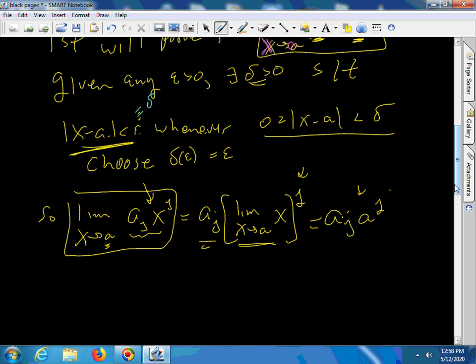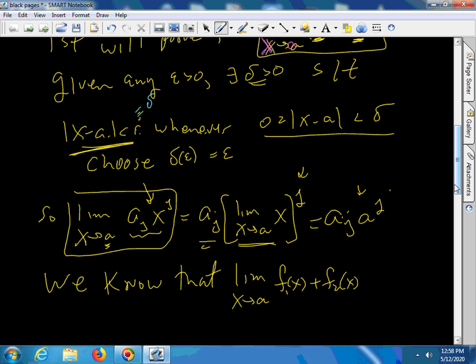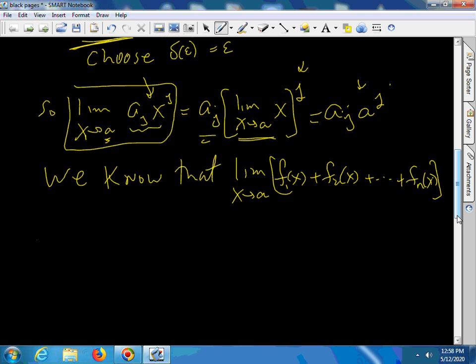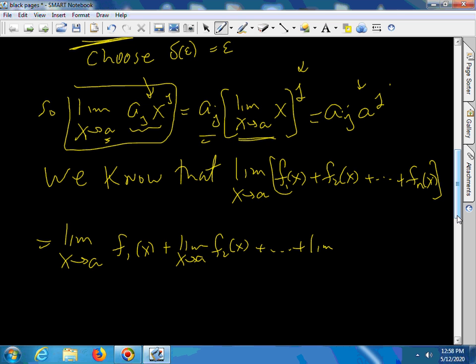Okay, but now we know, because we proved, that the limit as x goes to a of f1 of x, one function, plus a second function, and so on, up to, say, an nth function, is equal to the limit as x goes to a of f1 of x plus the limit as x goes to a of f2 of x, all the way down to the limit as x goes to a of fn of x. So we know that.